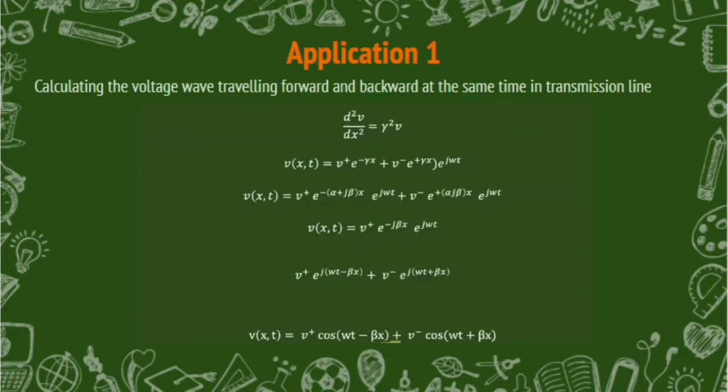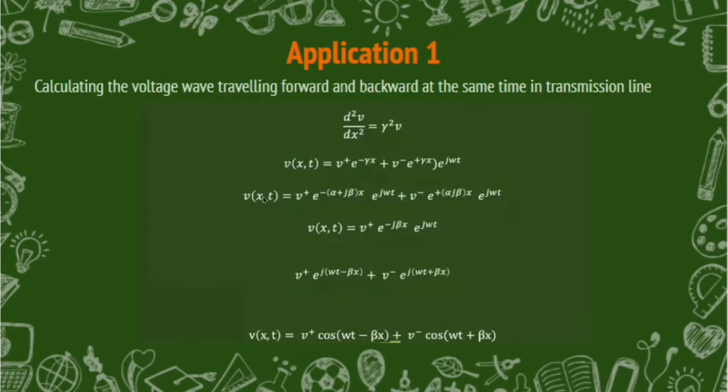Let me continue the example of the transmission line and how the derivative helps us derive the equations to get a voltage wave traveling forward and backward at the same time in the transmission line. As we can see here, this is the second derivative equation, equal to gamma squared V. So the voltage is in terms of space and time. This gamma is a propagation constant.